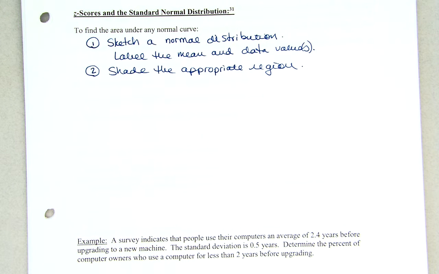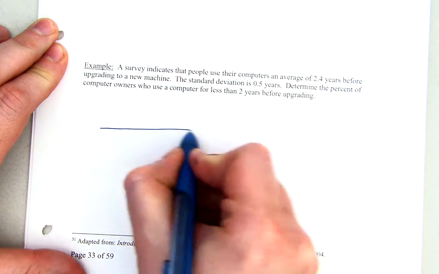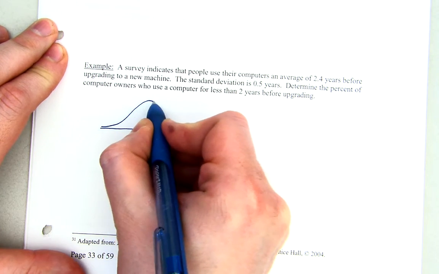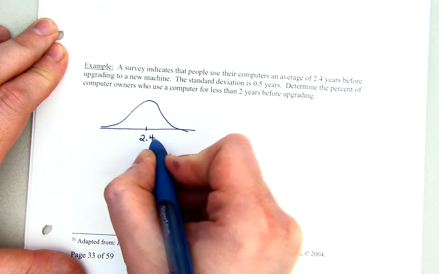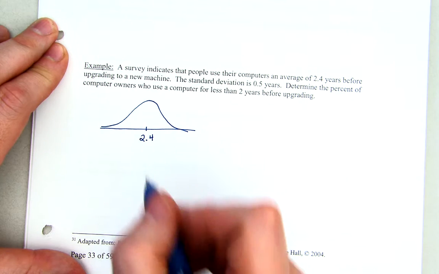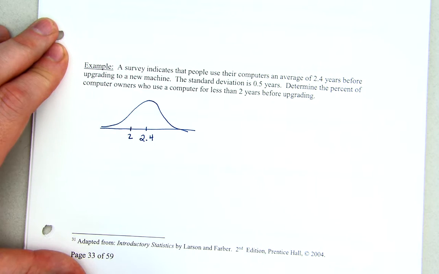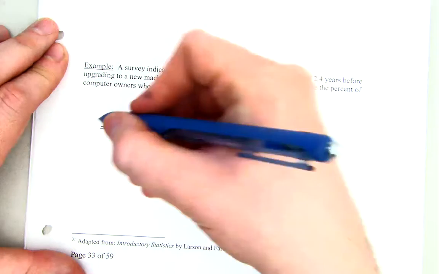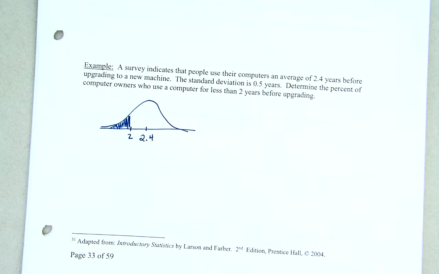We're going to start by sketching a normal distribution. We're going to label the mean and any data values, and then we will shade the appropriate region. So back to that example on the bottom of the page, I'm going to draw a normal distribution. My mean is 2.4 years. I want to figure out the percent of computer owners who own a computer for less than 2 years before upgrading. Well, I'm going to put a tick mark over here at 2, and I want the percent of people who own it less than 2 years before upgrading, which means I'm going to be shading to the left of 2.